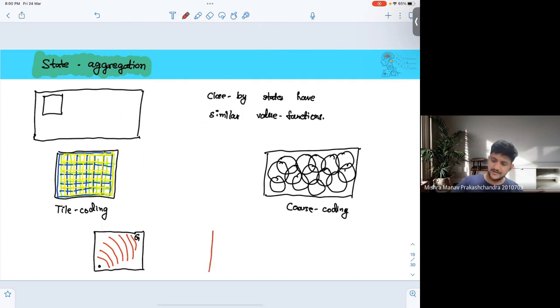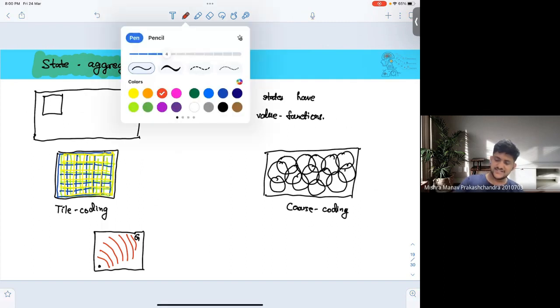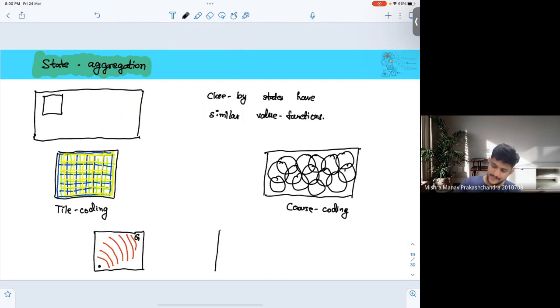But the moment I introduce some sort of a discontinuity, this value function method would no longer work in a similar way, because the value function for this particular state is very high, and the value function here tends to push me towards the goal, even though there is a wall in between, right?